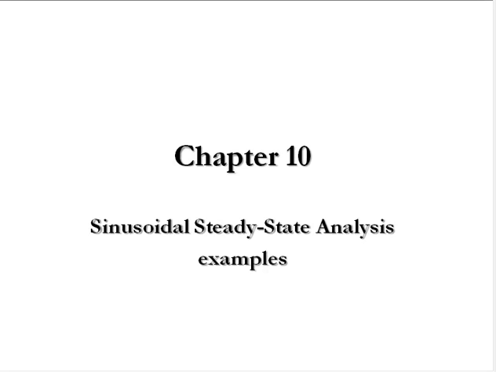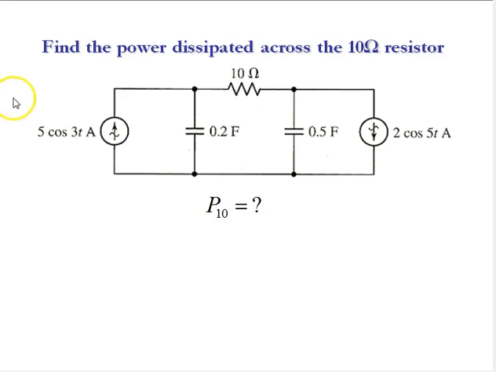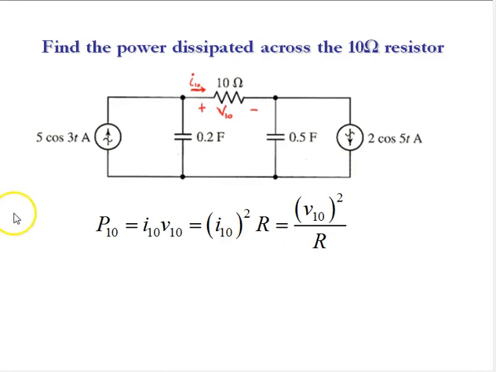Let's take a look at another example of sinusoidal steady-state analysis techniques. In this example, we're asked to find the power dissipated across the 10 ohm resistor, so we'll look for P10. What is that equal to? We can use our power equations: current times voltage, current squared times the resistance, or voltage squared divided by the resistance, where we're careful to label in time domain where is that I10, where is that V10, giving the appropriate subscripts. So we need to pick a strategy.